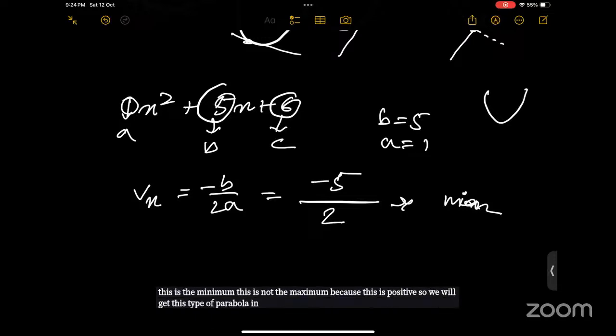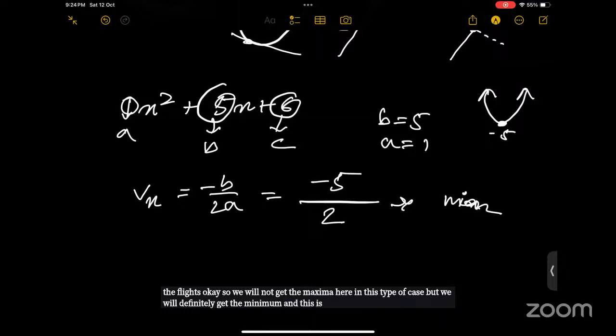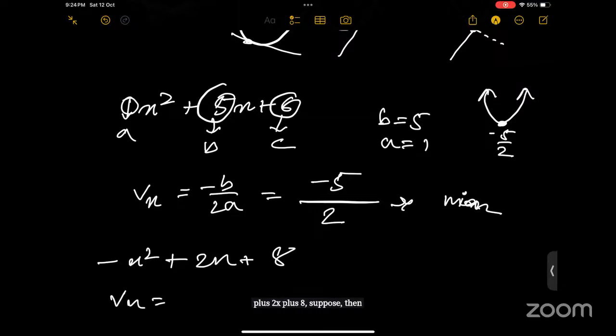In this case, maxima doesn't exist because the parabola goes up to infinity. So we will not get the maxima in this type of case, but we will definitely get the minima, which is at minus 5 by 2. And if we have, suppose, minus x squared plus 2x plus 8, then vx will be minus 2 by minus 2, that means 1. This 1 will be the maxima then.